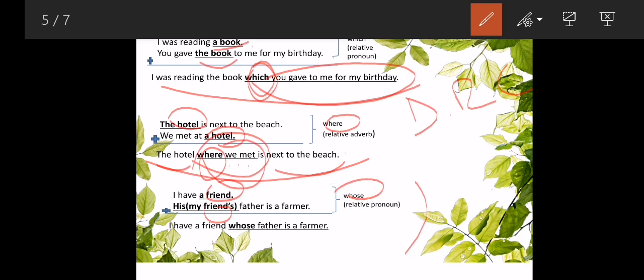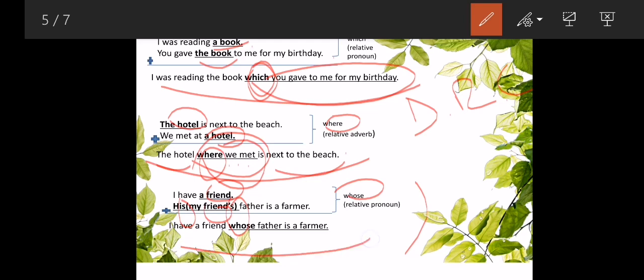We are going to use "whose." Why do we use the relative pronoun "whose"? In this sentence, "whose" shows possession. It replaces a possessive adjective or a possessive pronoun, okay? You can see "his" is a possessive adjective and here is the possessive pronoun.